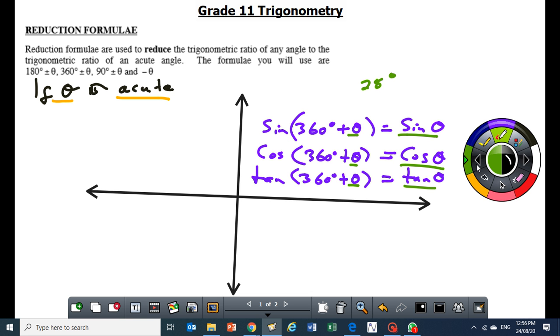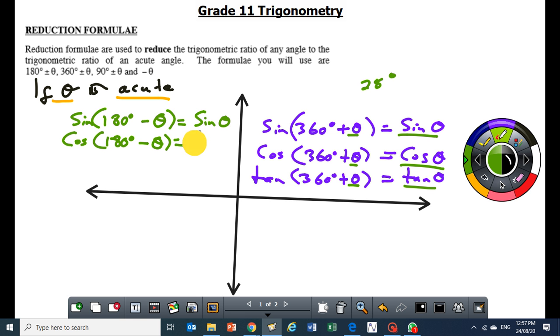Then, the second quadrant now, we use 180. So if theta is acute, we are going to have sine 180 degrees minus theta. This is the same as sine theta. Sine 180 minus theta is equal to sine theta. Then cosine of 180 degrees minus theta is equal to minus cos theta.